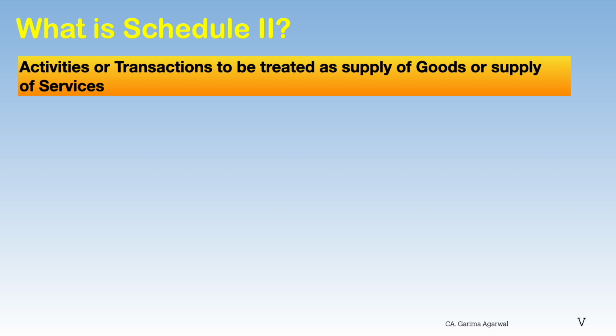Today we are going to discuss Schedule 2 of the CGST Act. It basically lists out activity or transactions to be treated as supply of goods or supply of services. But before we understand the meaning and intent of Schedule 2, let's go back to a bit of history of GST.